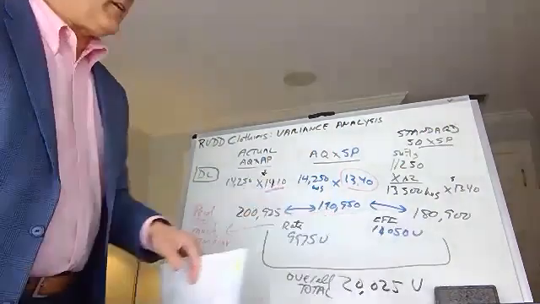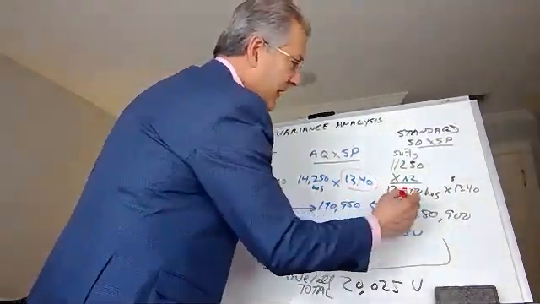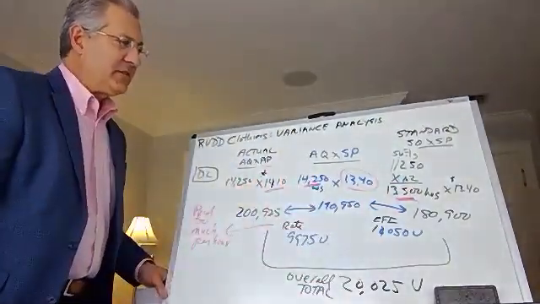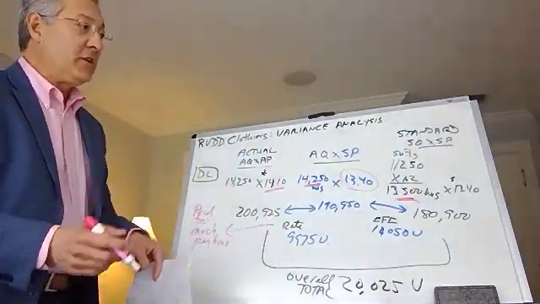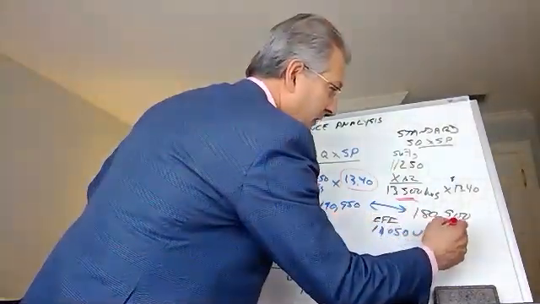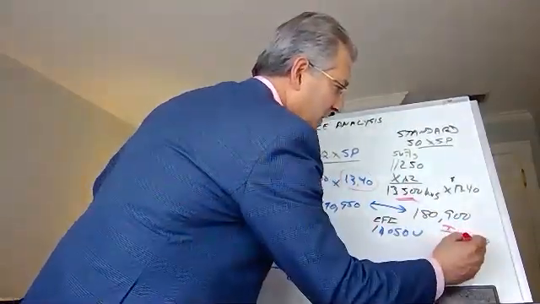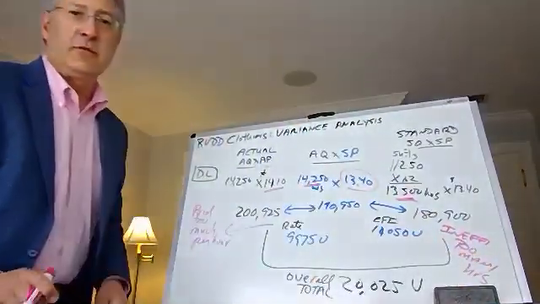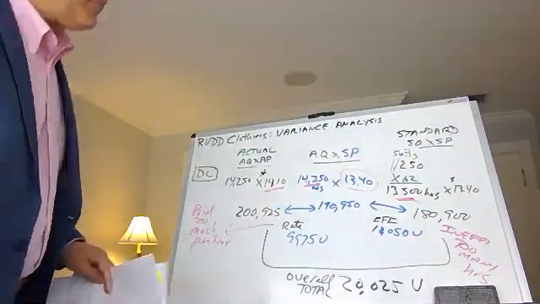Let's look at the efficiency variance. They should have used 13,500 hours. They actually used 14,250 hours. They used 750 more hours than they should have, hence unfavorable. So they were inefficient. Too many hours were used. Those are your direct labor variances.